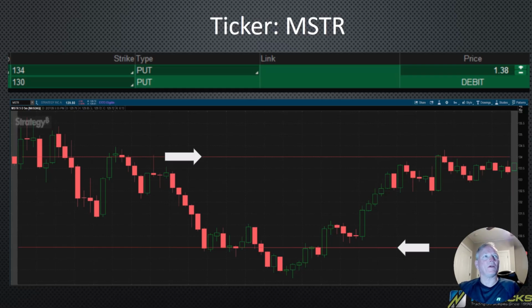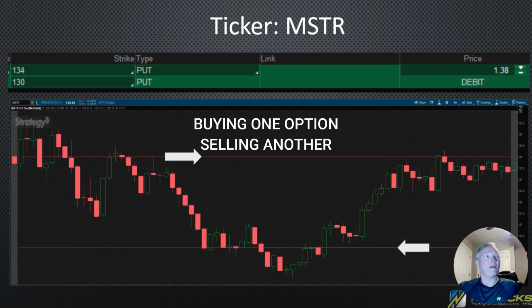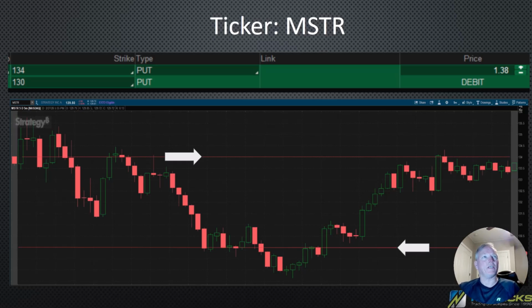And the way a debit spread works is you're buying one option and selling another. They have the same expiration date, but the strikes are different. So on our chart, we can see at the top line, the 134 strike, and at the bottom line, the 130 strike. We bought the 134, sold the 130.